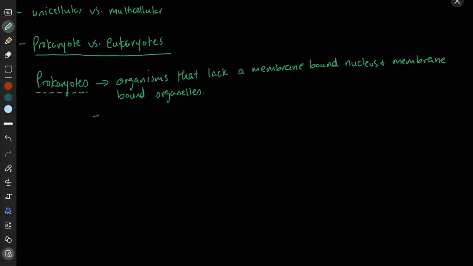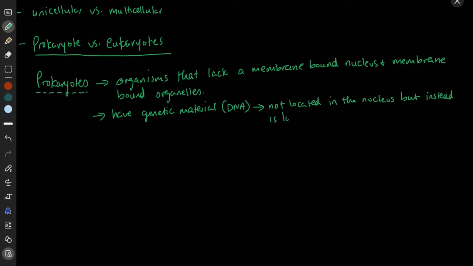They still have genetic material, in the form of DNA, but this is not located in the nucleus because they don't have a membrane-bound nucleus. It is instead located in what's called the nucleoid. A nucleoid is just a central region of the cell that contains DNA, right? So prokaryotes still do have DNA, but they don't have membrane-bound organelles or a membrane-bound nucleus.